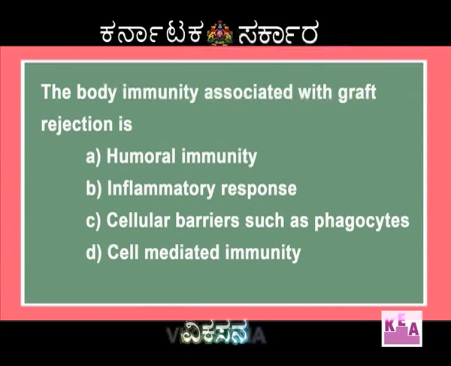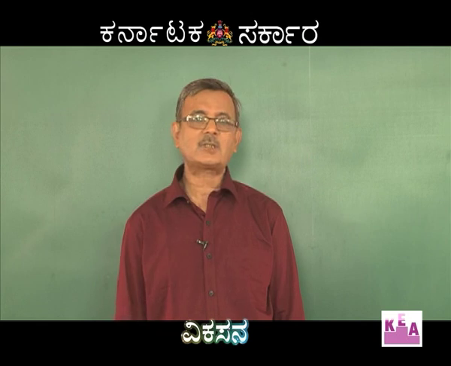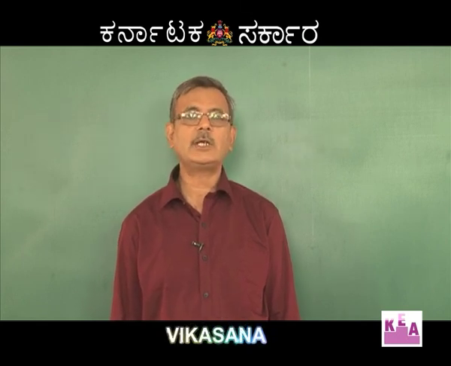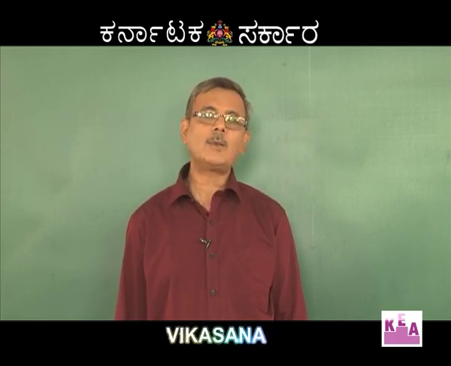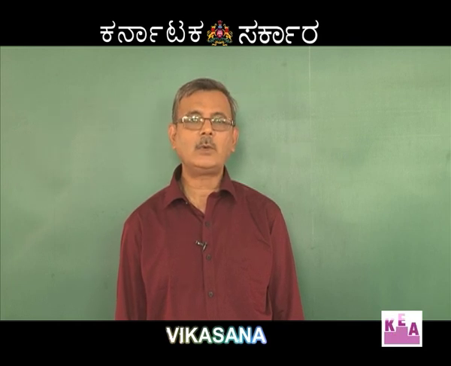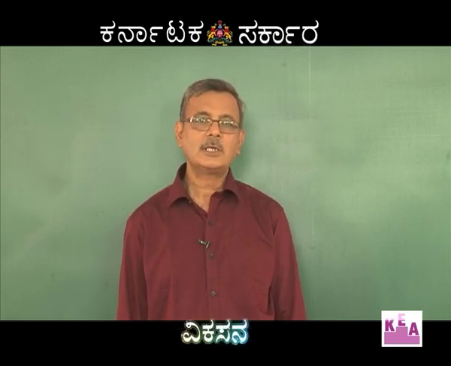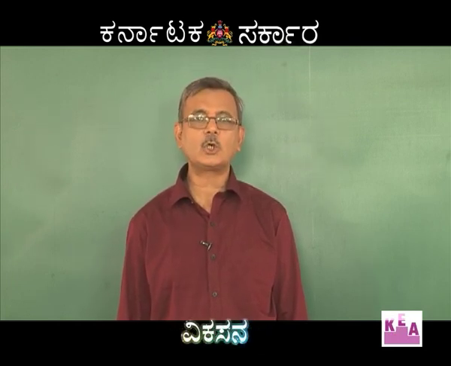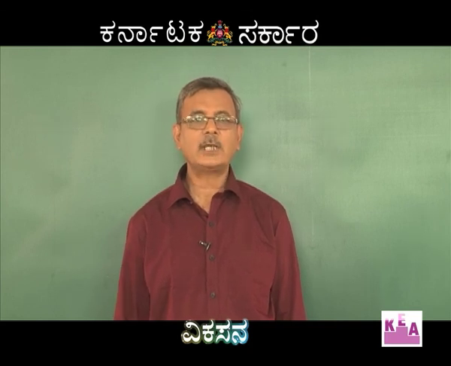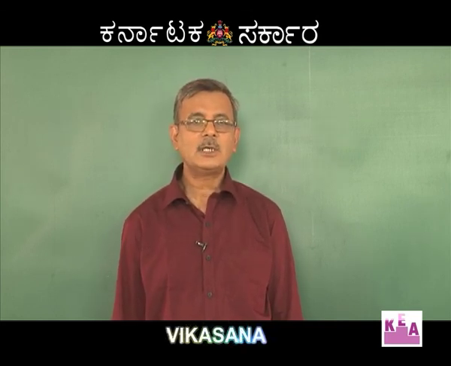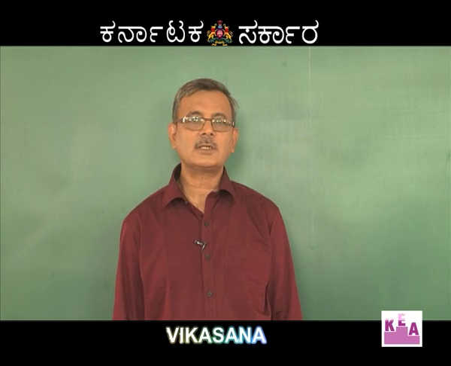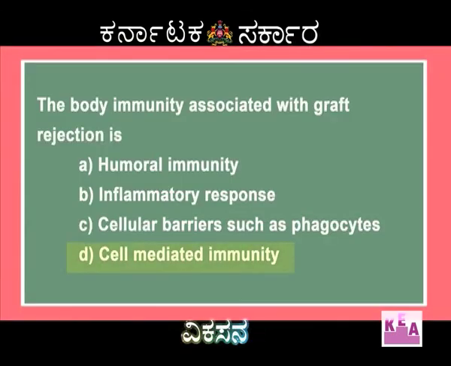When we talk about cell mediated immunity, it is the T cells which are associated with it. We have helper T cells, killer T cells, which are also called cytotoxic T cells, and suppressor cells. It is cytotoxic T cells which are going to attack a non-self organ. Thereby the answer is cell mediated immunity.